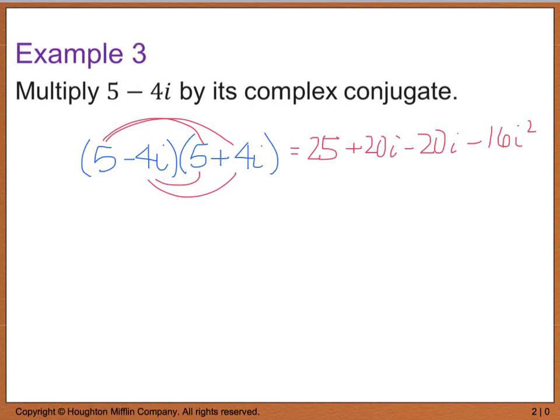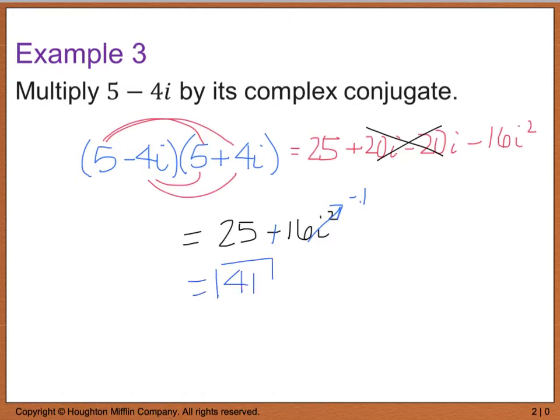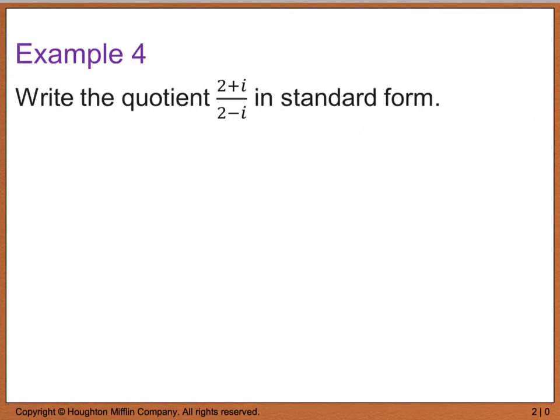Well, if you notice, I have a plus 20i and a minus 20i in the middle, so these are going to cancel, and that's going to leave me with 25 minus 16i squared. Well, the i squared term is going to go to a negative 1. Negative 1 times a negative 16 will make that a positive, and 25 plus 16 is going to give me 41. So you say, when are we going to ever use that? And I'll tell you, we're going to use that here in example 4.